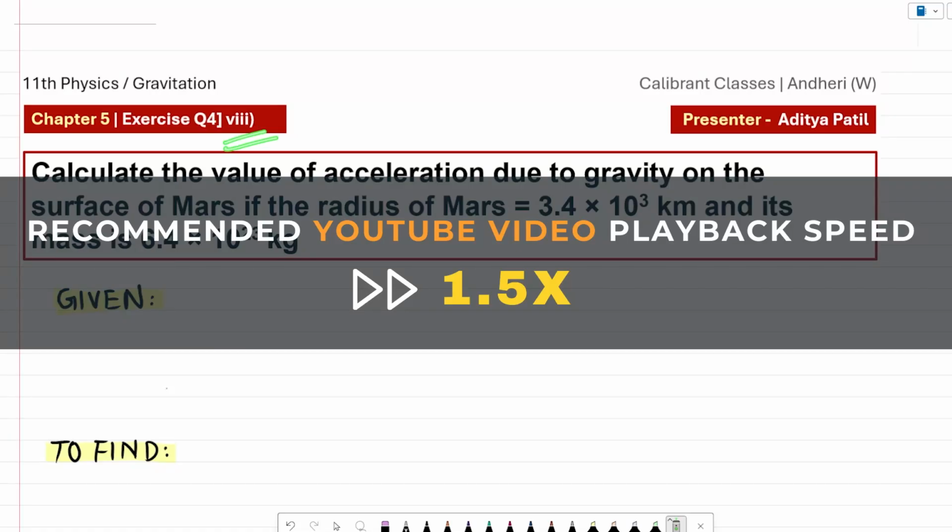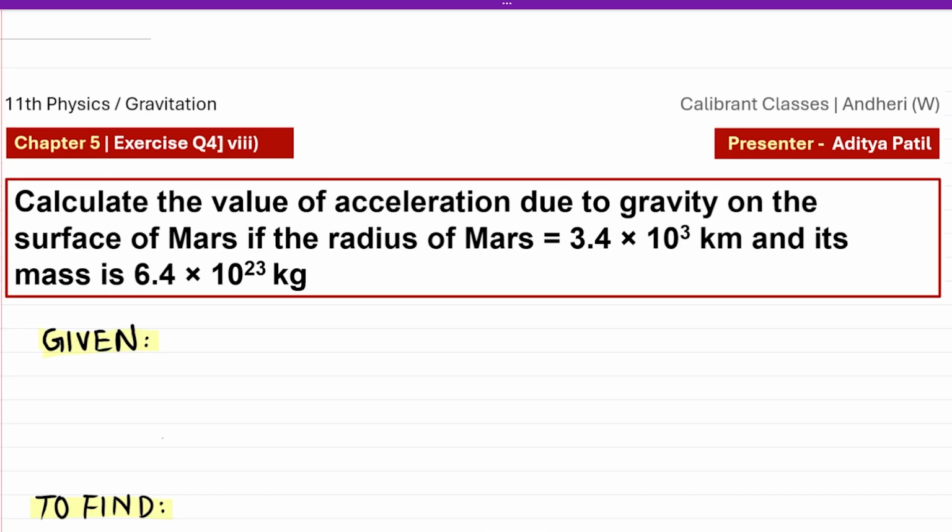Hi, we are discussing the eighth numerical from the exercise for the chapter Gravitation. So let's start. Now the question says, calculate the value of acceleration due to gravity on the surface of the Mars. So we are talking about Mars now, not Earth, Mars.